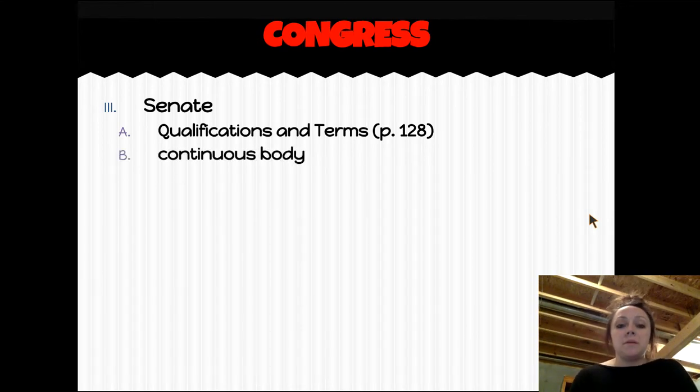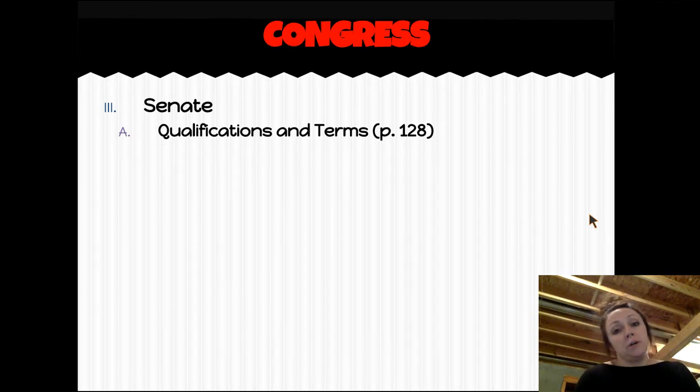In the Senate, let me backtrack for a second. The Senate actually serves 6-year terms, okay? So backtrack to what we were talking about a couple days ago. Every 2 years, so in November of every even-numbered year, we have a congressional election. Every 4 years in that congressional election, we elect a president. Well, every 2 years, we elect 1/3 of the Senate.